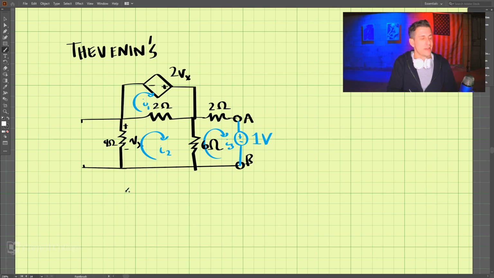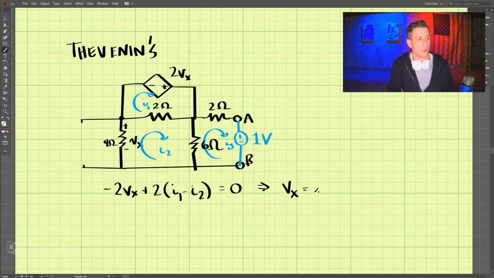And doing our mesh analysis, I'm going to start here. We have 2Vx, and that is negative to positive, so that's a negative 2Vx. And then we have plus 2 times I1 minus I2, and that is equal to 0. If we simplify this, we have Vx is equal to I1 minus I2. And that is our first loop equation.